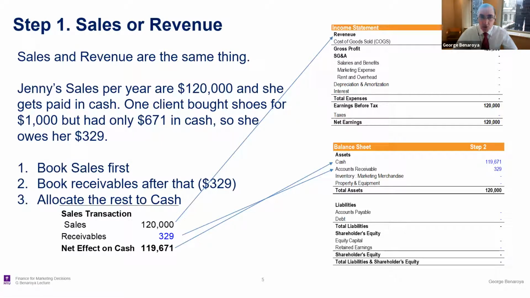Secondly, we are going to book receivables, which will be $329. And then we are going to book the difference into cash. So she sold the $120,000 and she got paid mostly throughout the year in cash. And on December 31st, at the end of the year, there's a tiny bit of receivables that will be left.